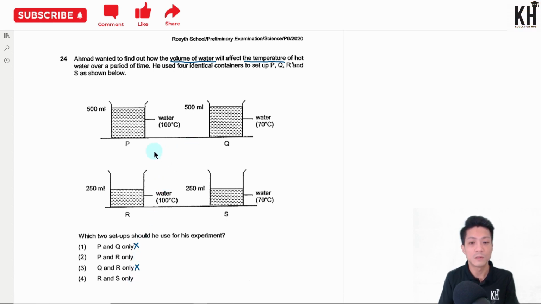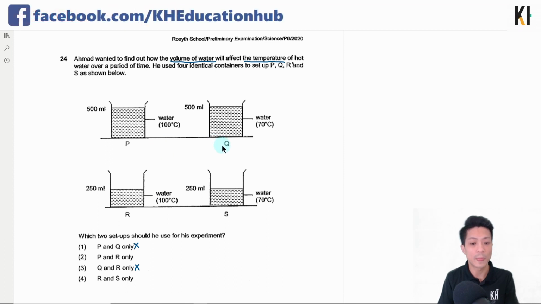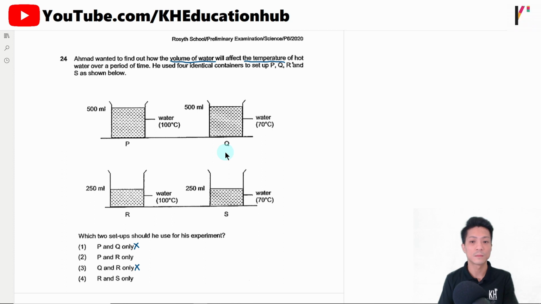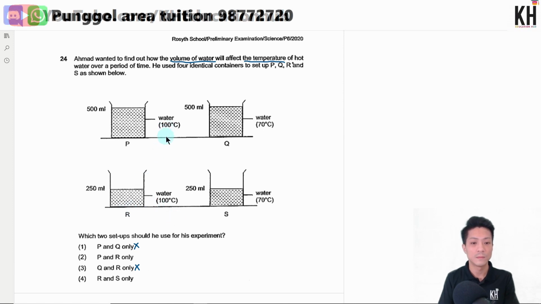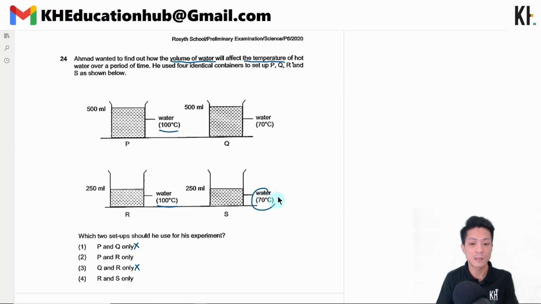P and Q, let's take a look at P and Q. And let's take a look at R and S. Oh, okay, we should be using P and R because P and R have the same temperature. But R and S, they have different temperature. So the answer is number 2.